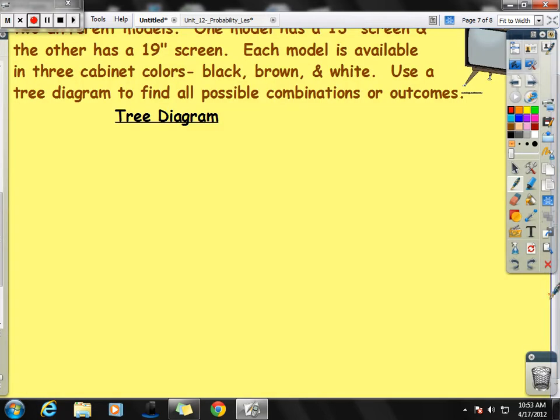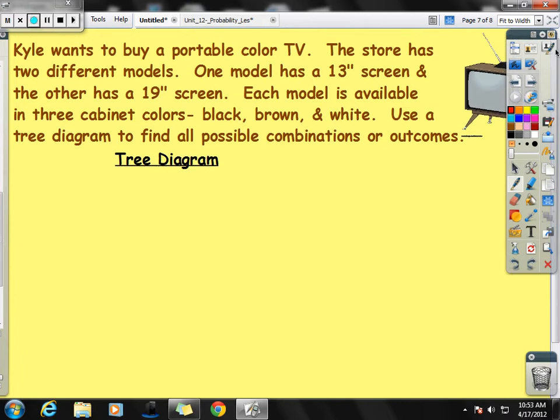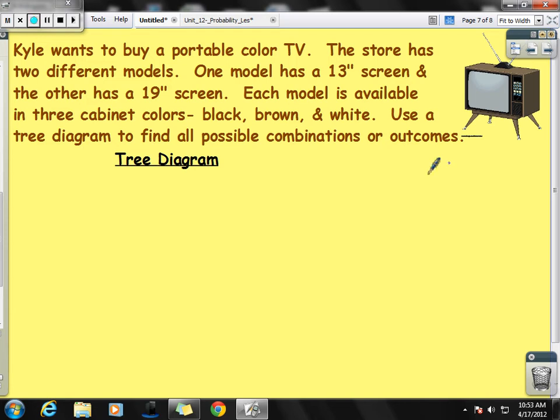And we'll try one more as a decent example. Kyle wants to buy a portable color TV. The store has 2 different models. One model has a 13-inch screen TV and the other a 19-inch screen TV. Each model is available in 3 cabinet colors: black, brown, and white.